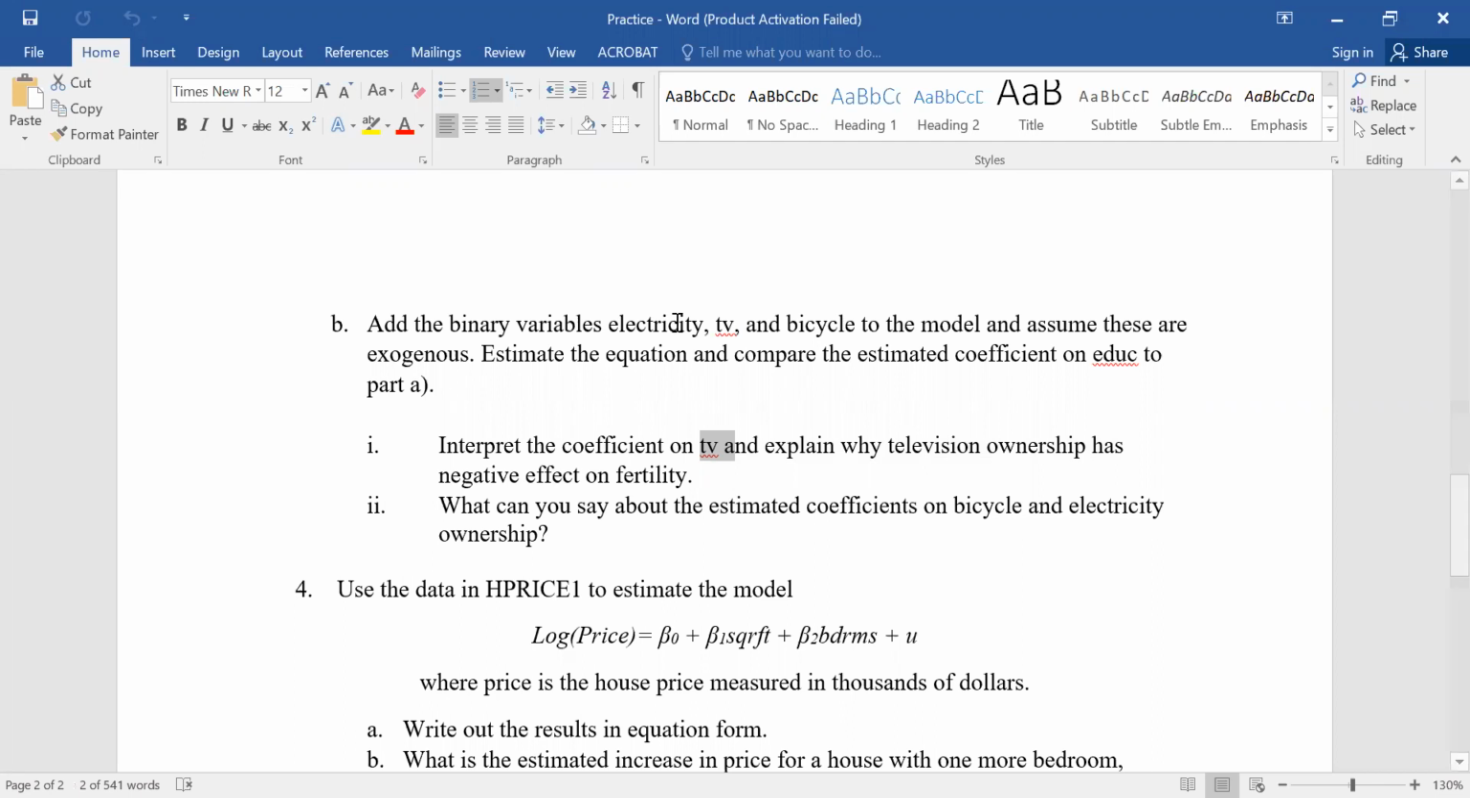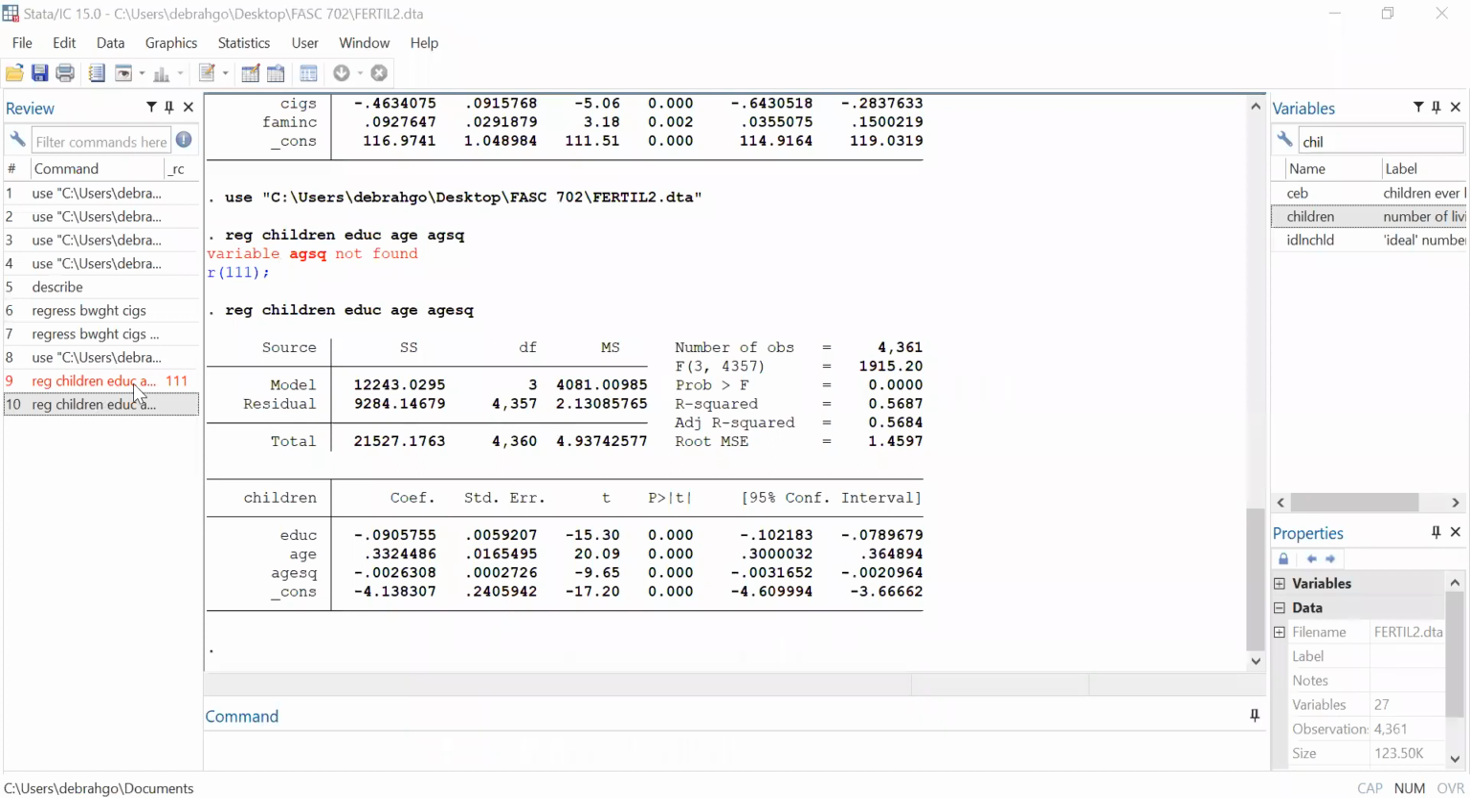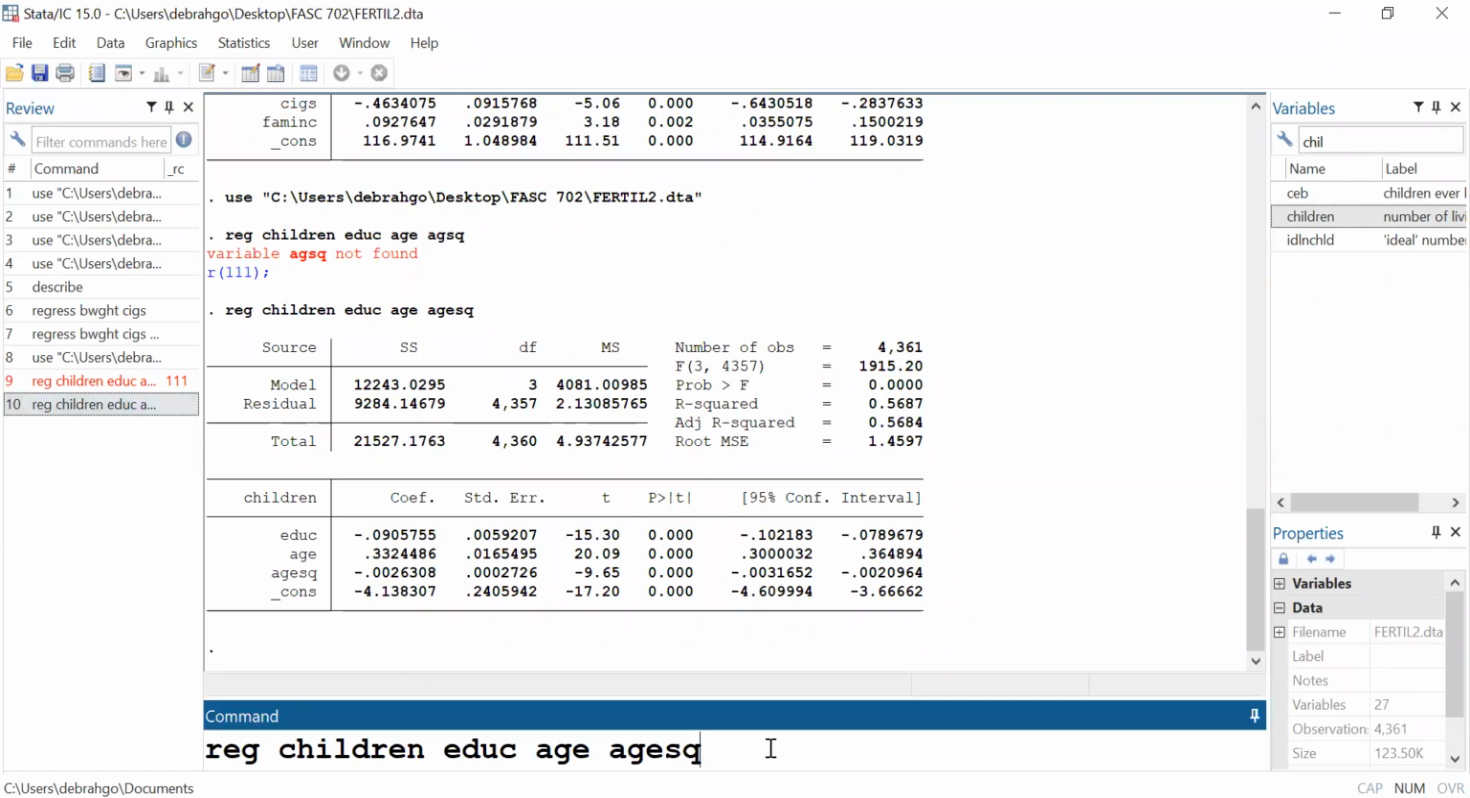Television ownership. Okay, let's do that and end. We have 6 minutes. So interesting. I recall the model right here, and I'm supposed to add, what were the variables again?